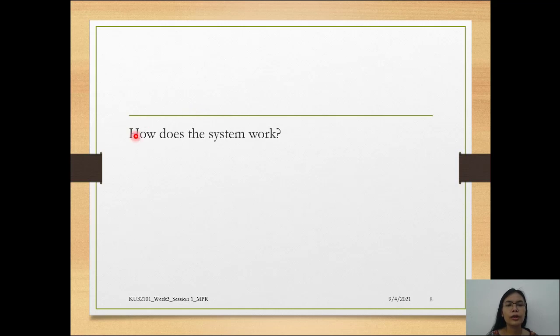I'm looking forward to your answer for this question. How does the system of computer application work in the police headquarters, according to the reading that we just read?